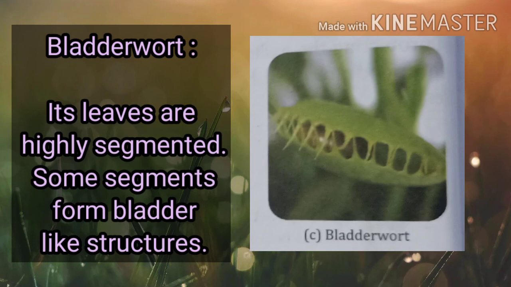In the bladderwort, the leaves are highly segmented. Some segments form bladder-like structures. When an insect enters through the opening, it gets trapped. The insect cannot come out from the opening. It gets digested by the juice secreted by the leaves.